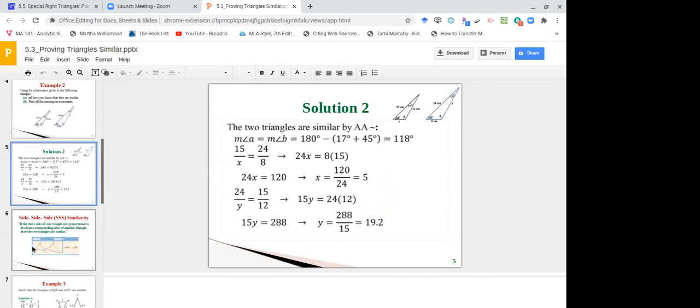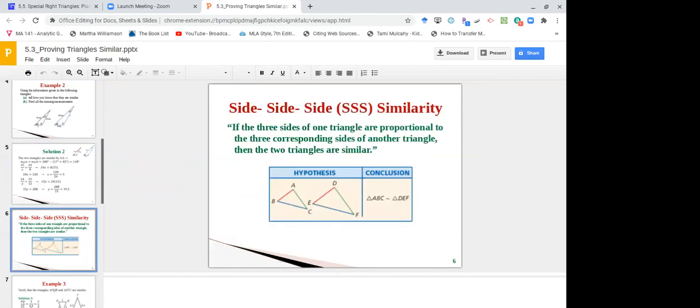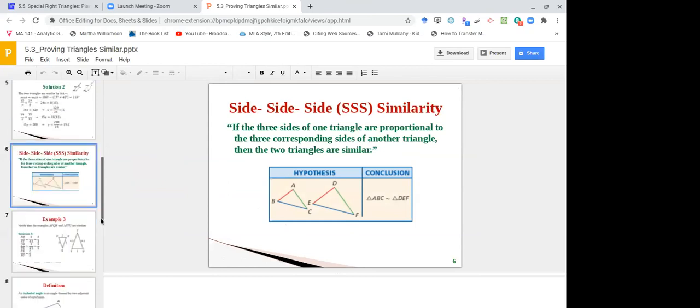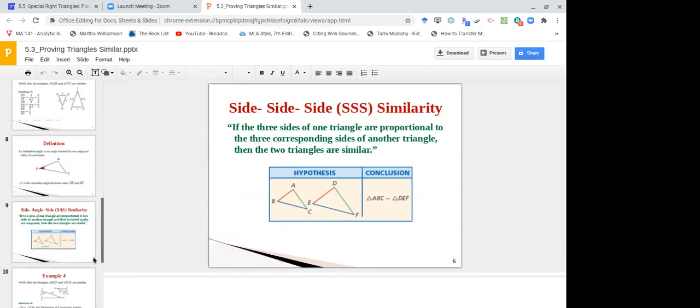Now the next theorem that you're going to learn, or the next part of the proof, is side, side, side. So if three sides of one triangle are proportional to three sides of another, then the two are similar. And similarly, you're going to have examples for that.